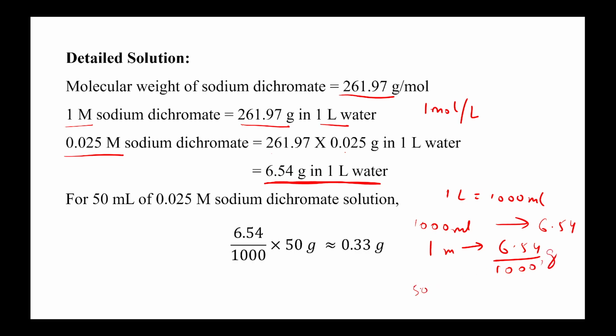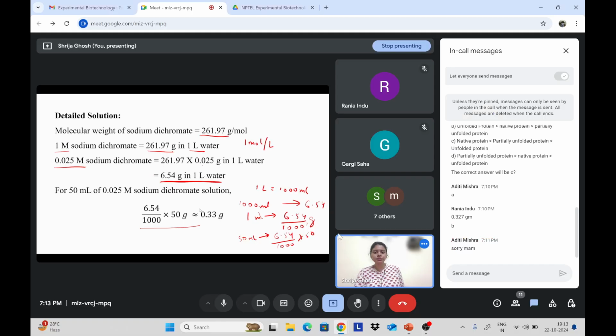So, in 50 ml, we can add 6.54 divided by 1000 into 50. So, that is what I have done. So, 0.327 would be the correct answer. So, 0.33 approximately. Okay. So, that is how you solve such kind of questions.